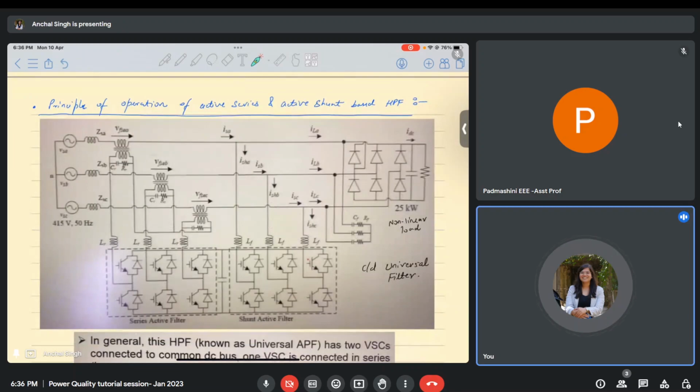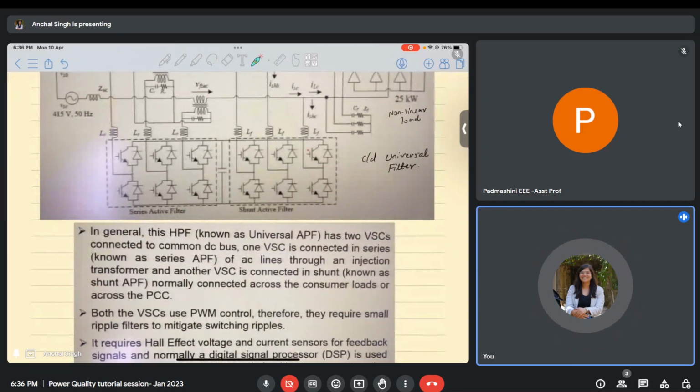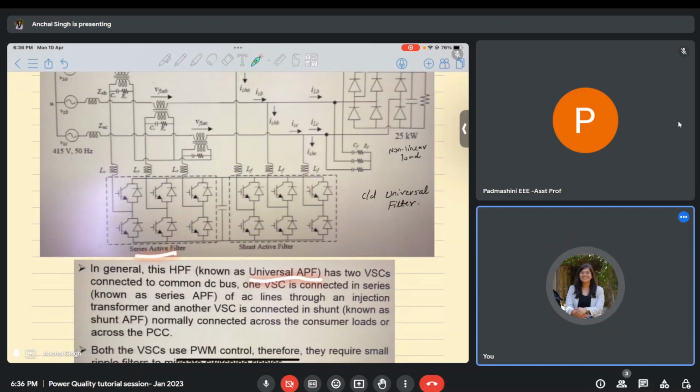Then there is another topology. This is an active-active topology. In this topology, both active series and active shunt compensators are present. This compensator I am using for active series purpose, and this compensator I am using in shunt. Again, this is called a universal active power filter because both the series and the shunt parts are active in nature. Therefore, this is called universal active power filter.